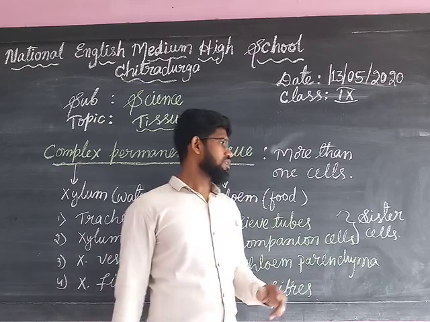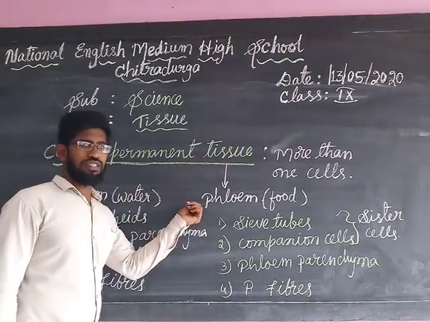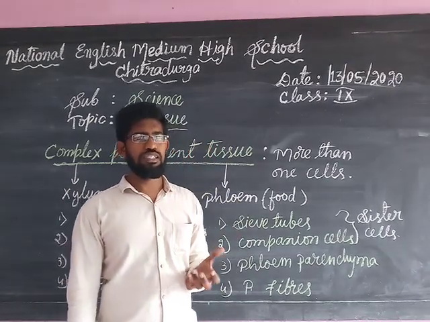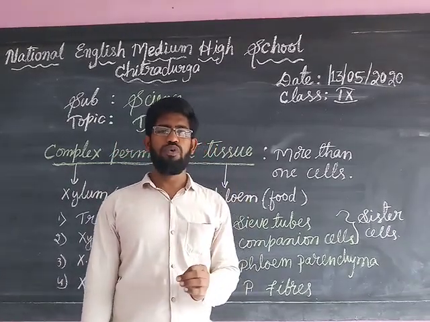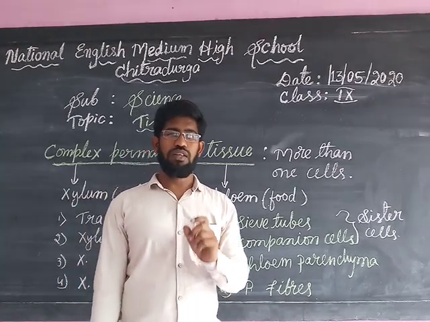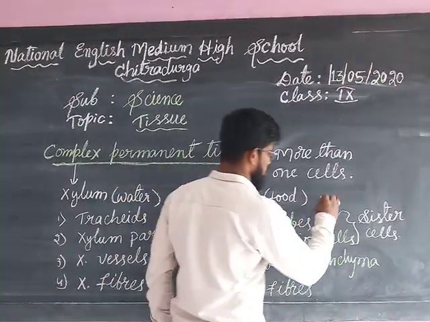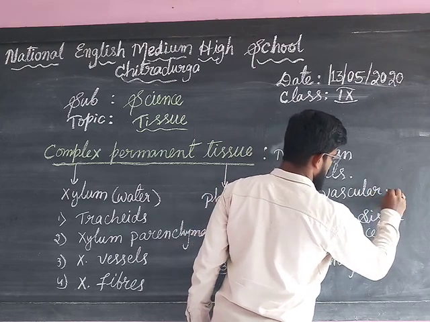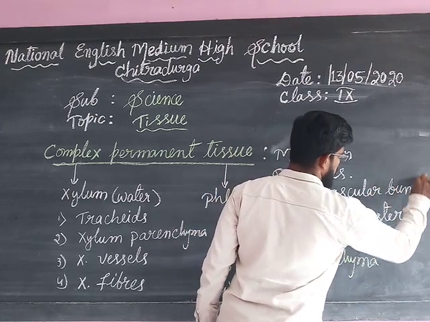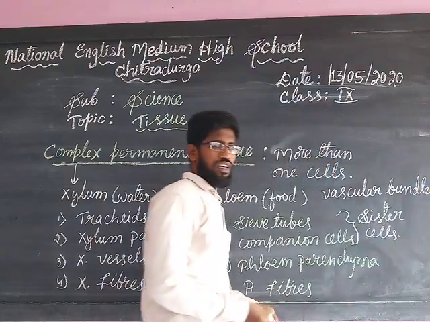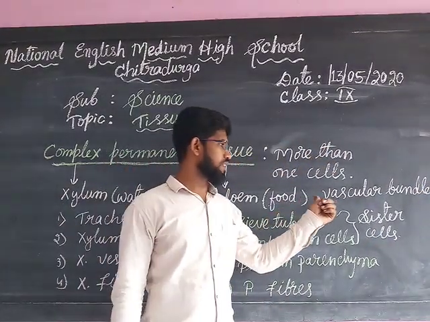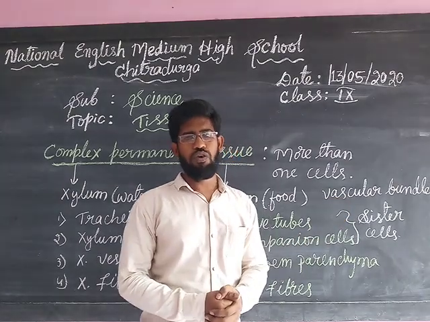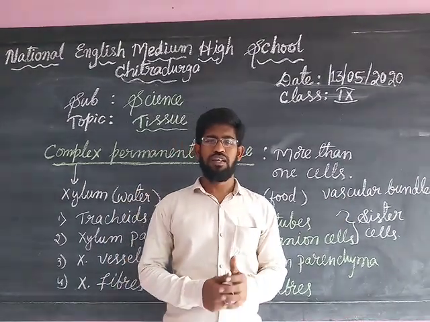Understood? And the xylem and the phloem, as you know, both are conducting tissues. They are conducting the water and food. So that's why the xylem and phloem together are called vascular bundles. Once again, vascular bundles. Vascular means conduction. Because they are conducting the water and food in the plant, they are together called vascular bundles. I hope you understand this complex permanent tissue, the xylem and phloem.